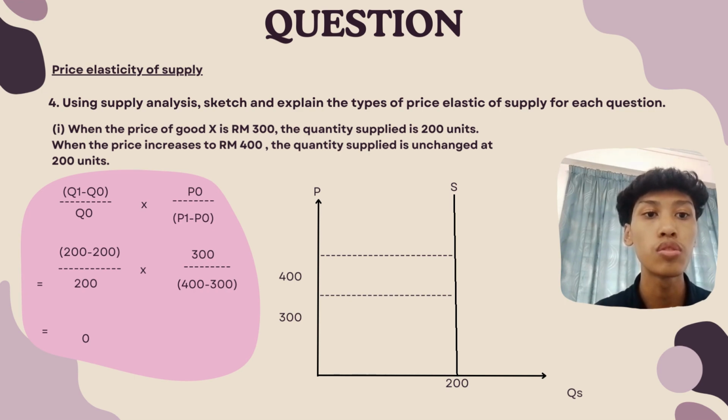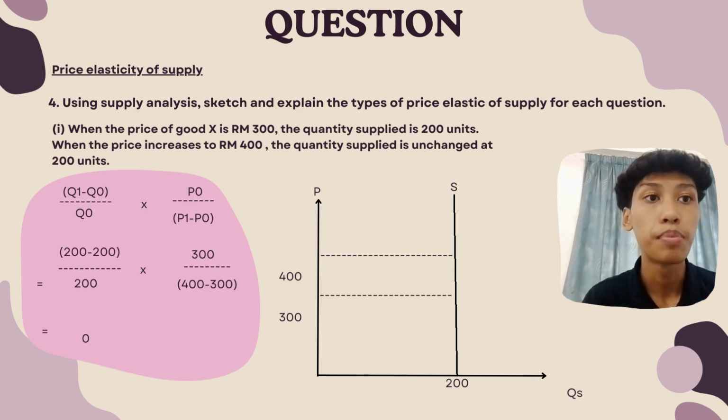Q1 minus Q0 divided by Q0 times P0 divided by P1 minus P0. 200 minus 200 divided by 200 times 300 divided by 400 minus 300. The answer is 0. The price changed from P0 to P1, which is 300 ringgit Malaysia to 400 ringgit Malaysia. The quantity stays the same at Q0, which is 200 units.